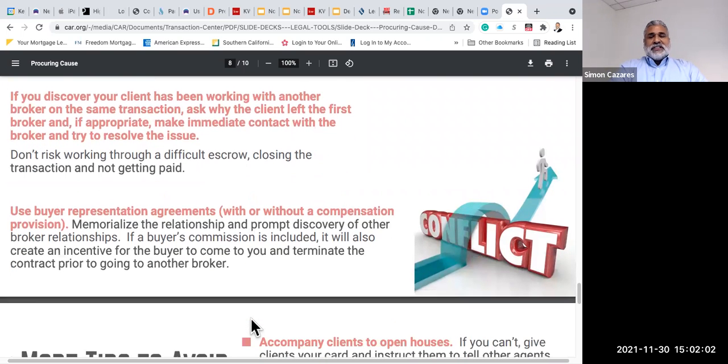Use buyer representation agreements with or without a compensation. Remember, as I said, Christine, there are 3 forms of the BRE, 3 forms. Memorize the relationship and properly discover the other broker relationship. If a buyer's commission is included, it will also create an incentive for the buyer to come to you and terminate the contract prior to going through another brokerage.